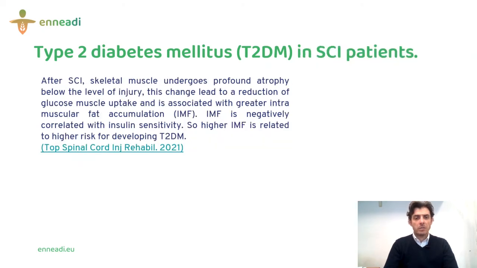In subjects suffering acquired disability, for example after spinal cord injury, skeletal muscle undergoes profound atrophy below the level of the injury. This change leads to a reduction of glucose muscle uptake and is associated with a greater intramuscular fat accumulation. Intramuscular fat accumulation is negatively correlated with insulin sensitivity, so higher intramuscular fat accumulation is related to a higher risk of developing type 2 diabetes.